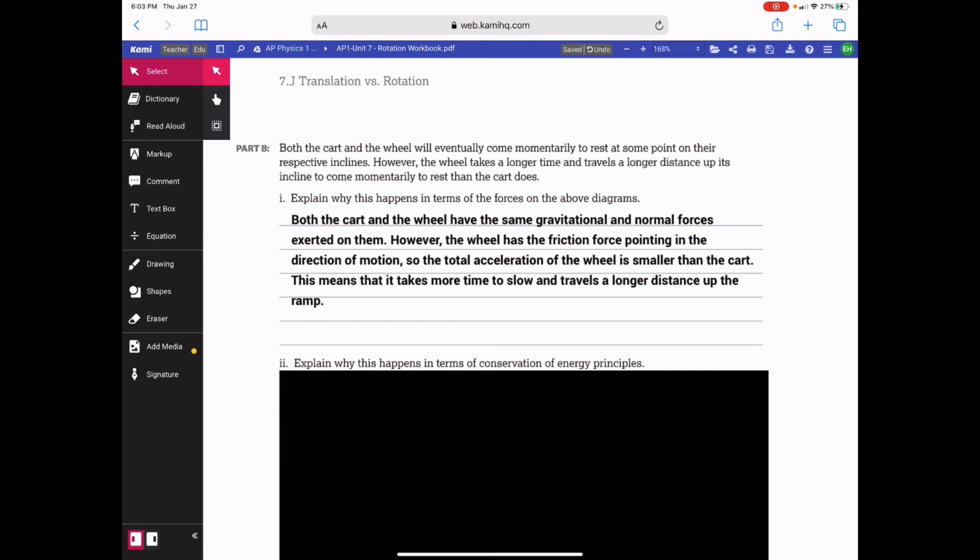Both the cart and the wheel have the same gravitational and normal forces exerted on them. However, the wheel has a frictional force that points in the direction of motion, so the total acceleration of the wheel is smaller than that of the cart. Okay, so that's the main reason. Since you have this frictional force, it's going to lower the acceleration because you have an opposing force. It's going to make the acceleration of the wheel smaller than the cart. So if the acceleration of the wheel is smaller than the cart, it means it takes more time for the wheel to slow down, and therefore it'll go a longer distance up the ramp.